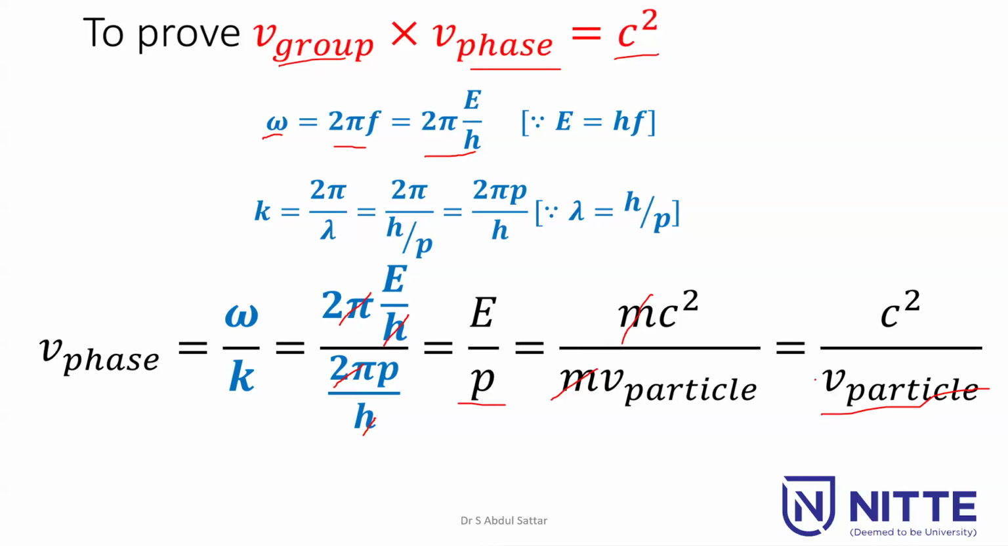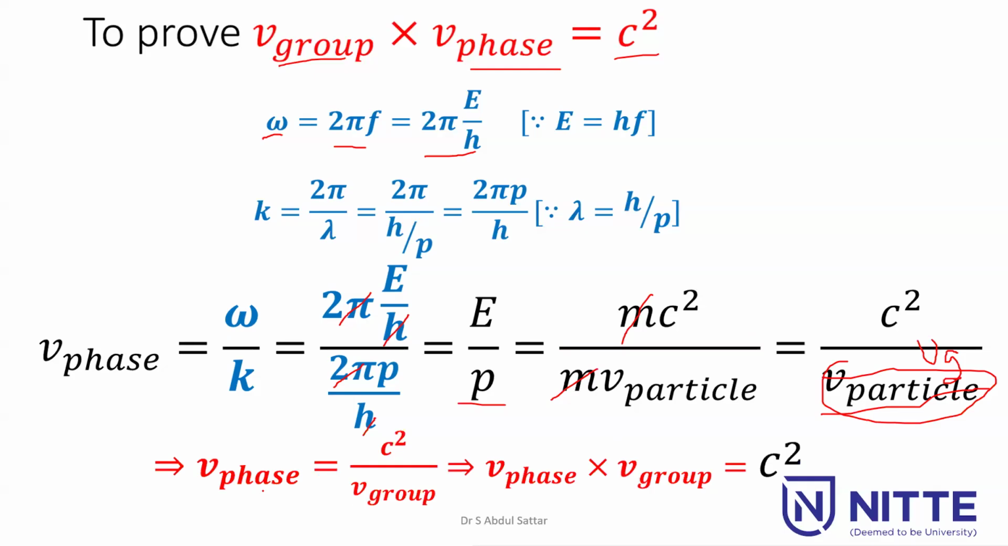So now we are replacing this v particle with the group velocity v group. Then v phase equals c squared by v group. So v phase into v group equals c squared. These are the relations between group velocity, phase velocity, and particle velocity.